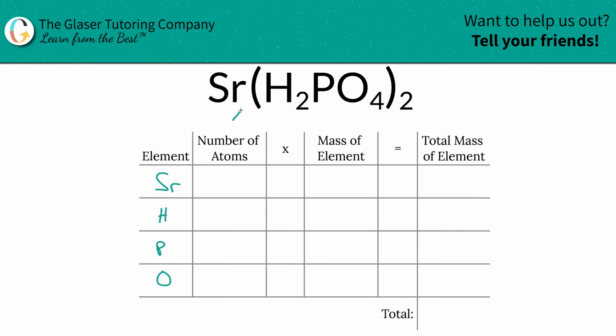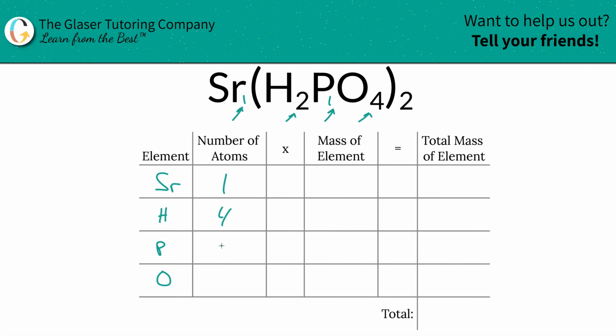Next is to identify the number of atoms of each, and that's where the subscripts come into play. If you don't see a subscript there at the bottom, just put in a 1. So for strontium, there's only one strontium, so we're going to write 1. For hydrogen, there's 2 hydrogens. However, hydrogen is part of that polyatomic anion dihydrogen phosphate, and you have 2 of those anions. So therefore, you would have 4 hydrogens in total. In other words, take the inner subscript and multiply it by that outer subscript.